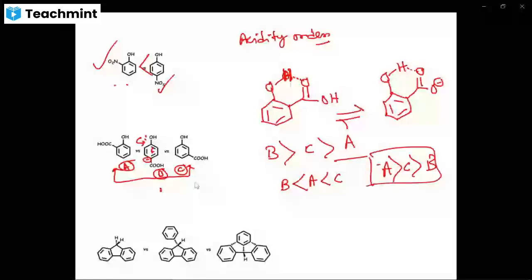Now another very important and one of my favorite examples is this third one. Let's say this is P, this is Q, this is R. Can you tell the acidity order? R is most acidic, then Q, and P is least. So yeah, you predicted correctly, but can you tell why? What is the reason? Why is this order followed?